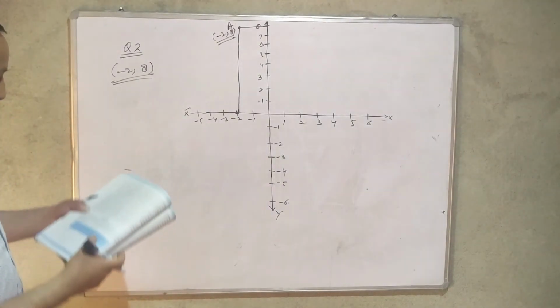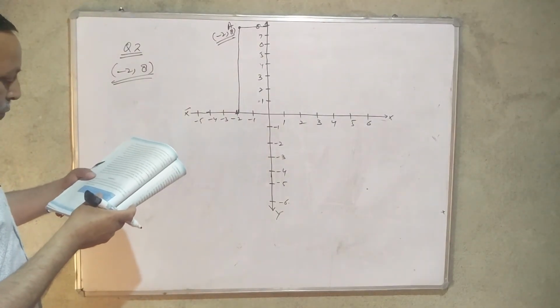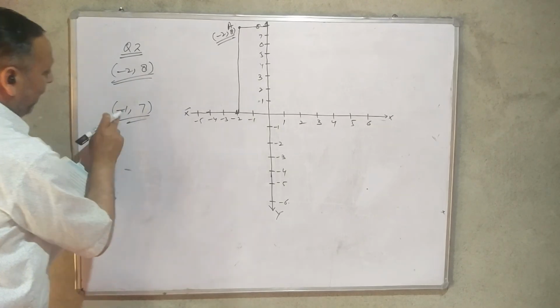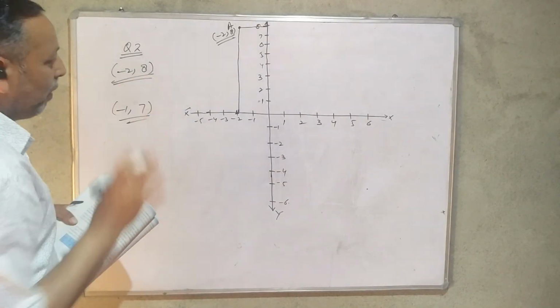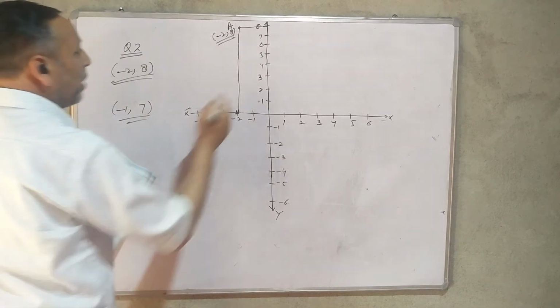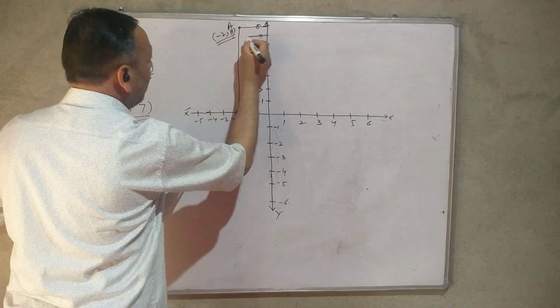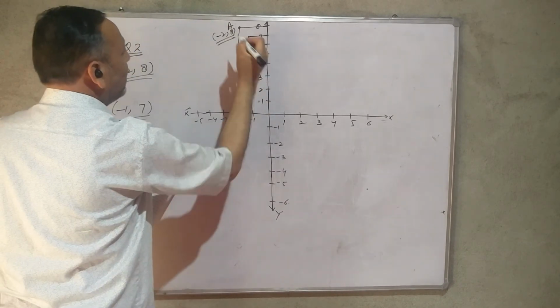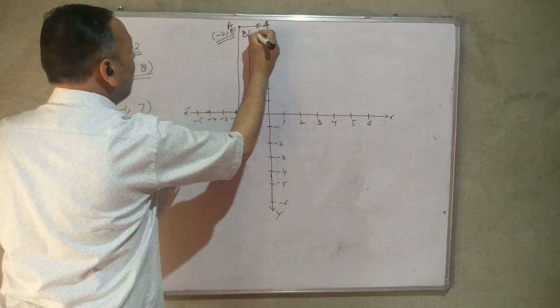Then (-1, 7). Clearly, x is negative and y is positive. It will also lie in the second quadrant. This is 7 and this is -1. Let me name this as B. This is (-1, 7).